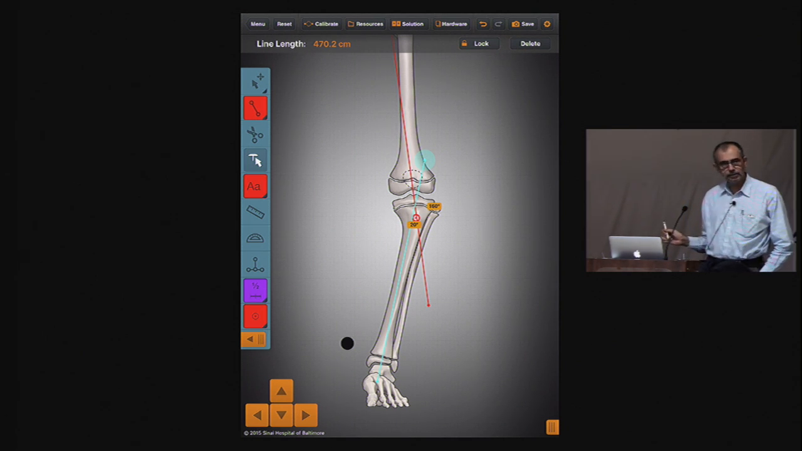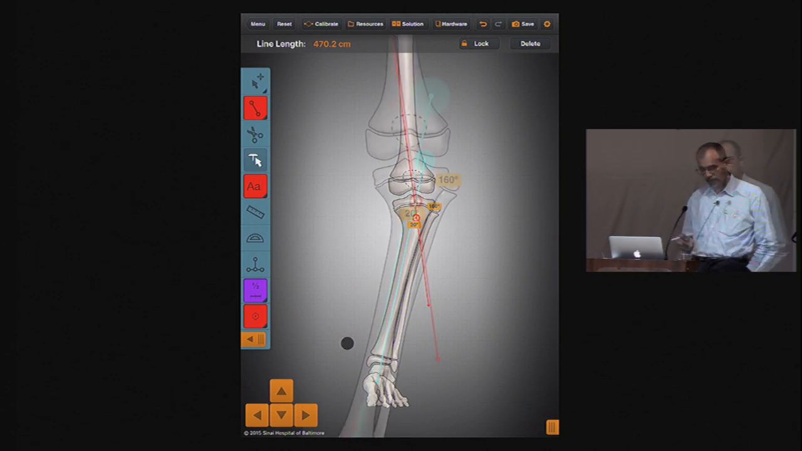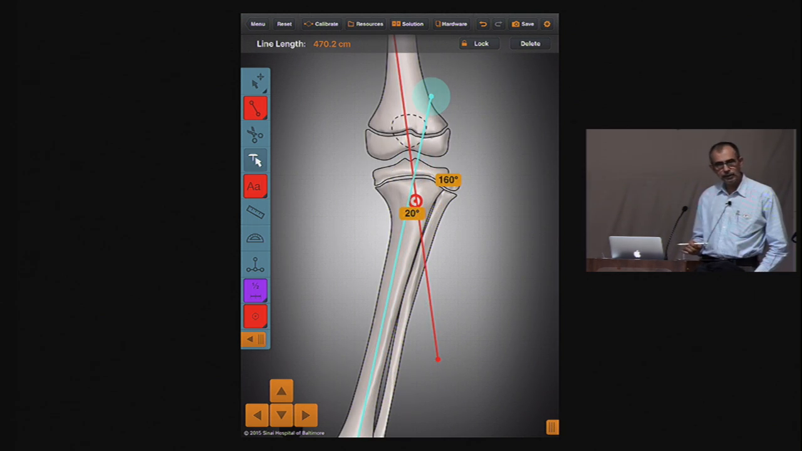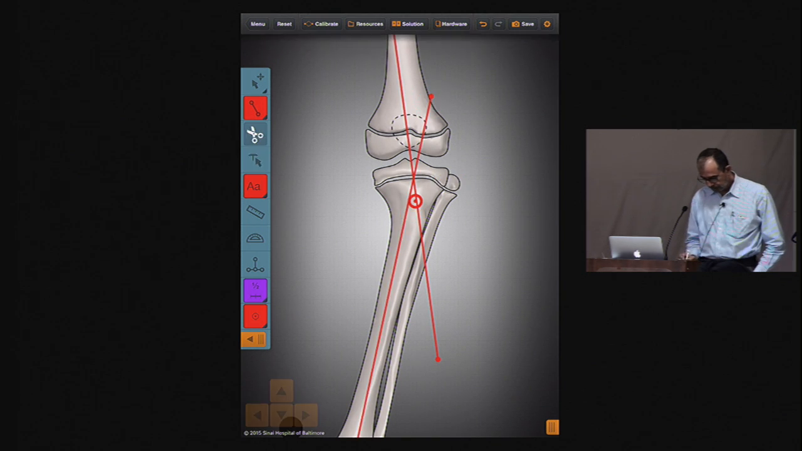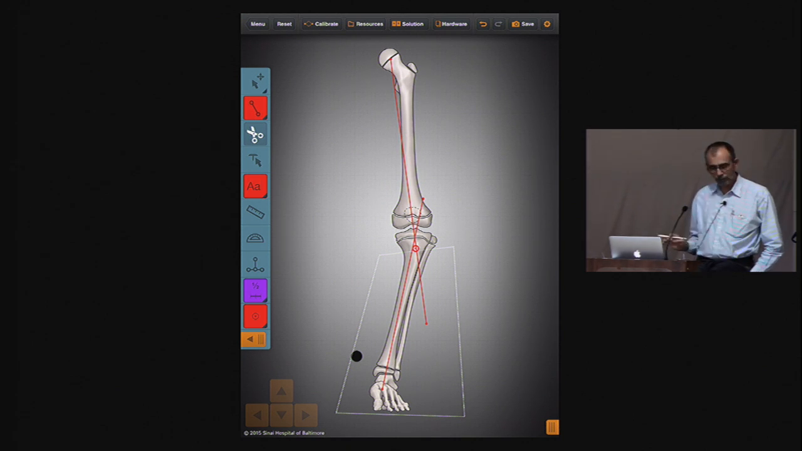And this happens frequently. All the HTOs and all their CORA is up there. So now what will you do? So then the usual thing is to do either an opening wedge or a closing wedge, but do it lower down. And you want to be safe. So you say I will be away from the physis because I don't want to injure.